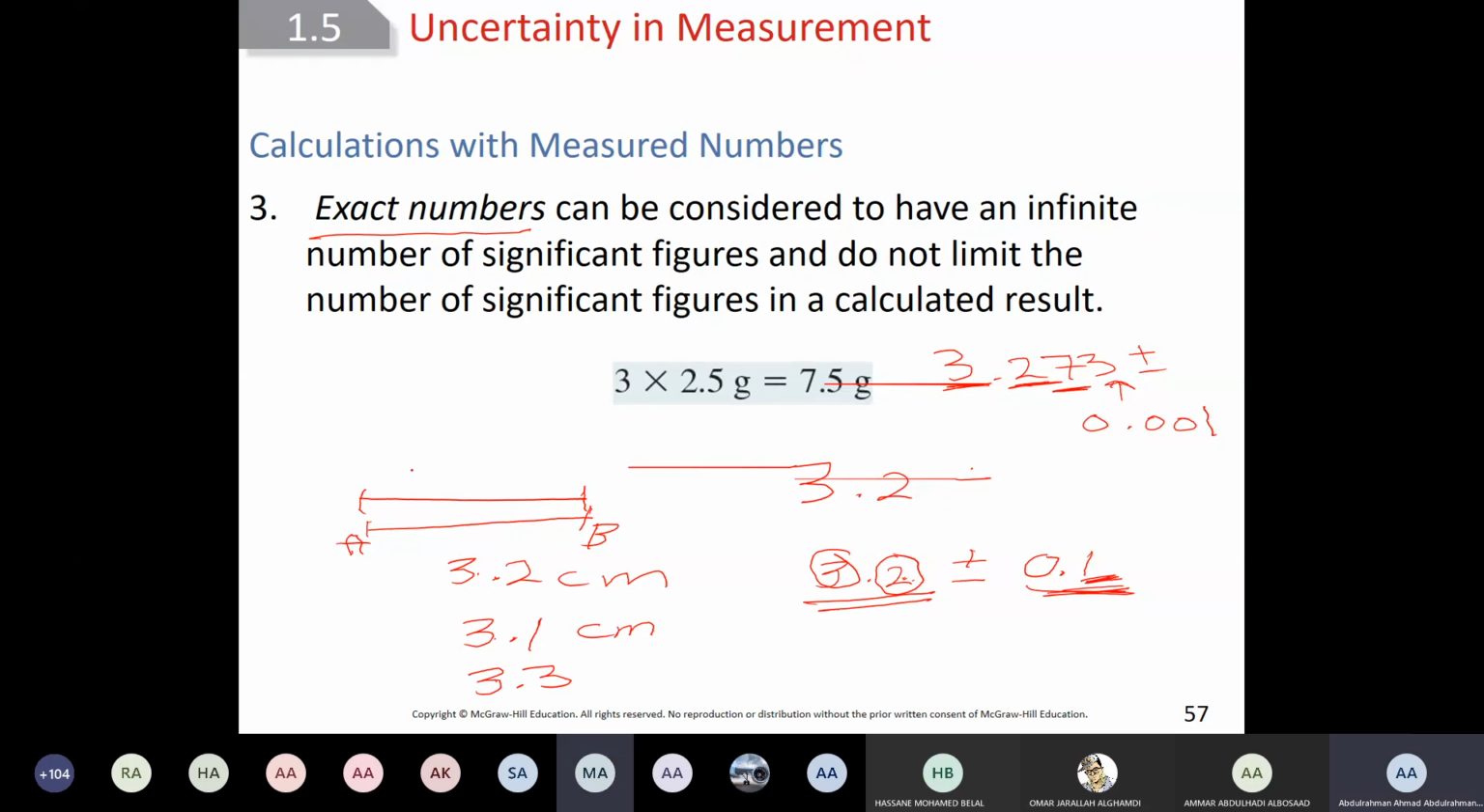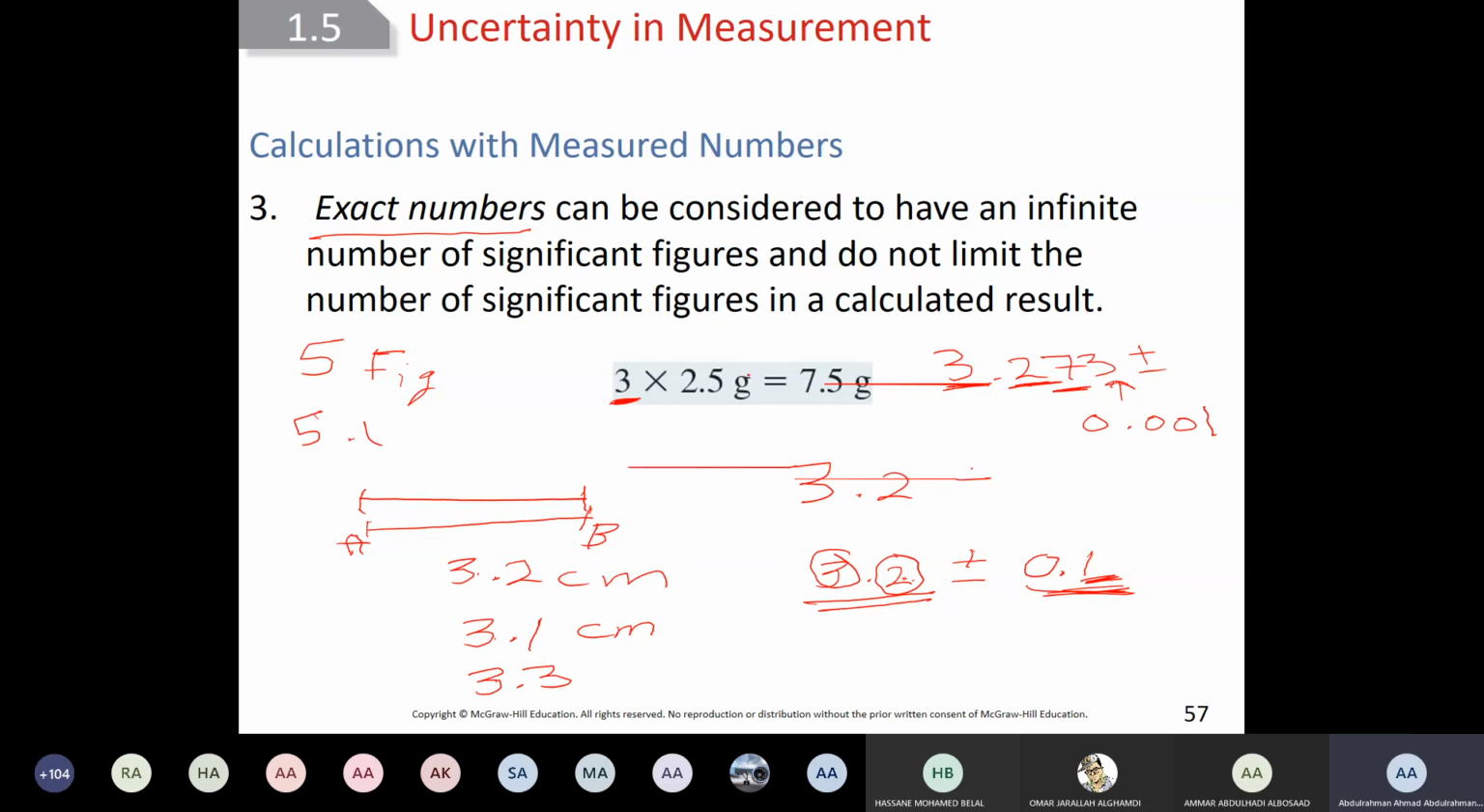But if I ask you, how many fingers do you have in your hand? 5. Can you say it is 5.1? No. So when we say exact number, if we have things like exact, so we said 5 fingers. Nobody can talk about 5.1 fingers. If we have 3 eggs, okay? How many eggs do we have? 3. Can we have 3.1 eggs? No, it's 3 eggs.